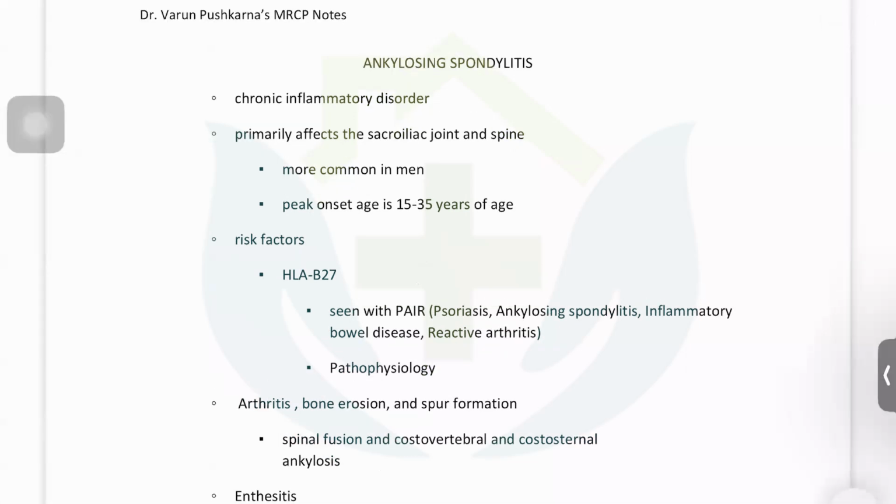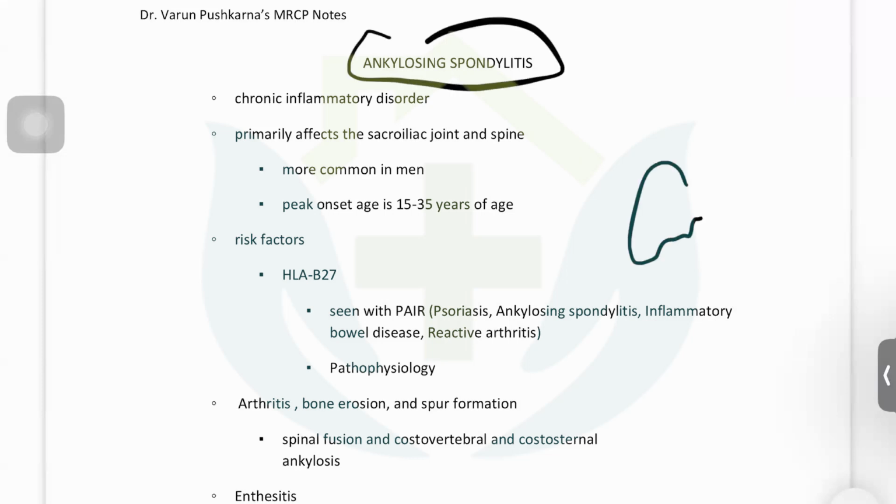It basically affects... Can you see the screen, everyone? Just turn on your mic and tell me. Yes, sir. Great.